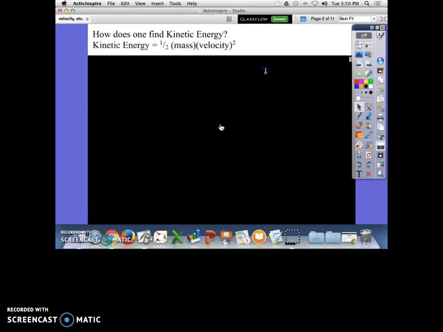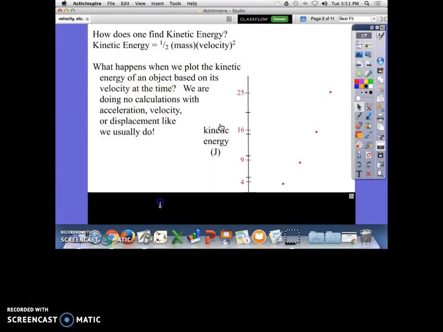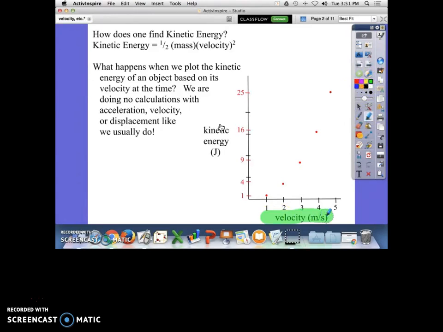And so how do you get kinetic energy? Well, kinetic energy is 1/2 mass times velocity squared. And what happens when we plot the kinetic energy of an object based on its velocity at that time? We aren't going to do any calculations with acceleration, velocity, or displacement like we usually do in the books. So notice, if we're looking at velocity on this axis, which is kind of strange, kinetic energy this way, you get this graph.